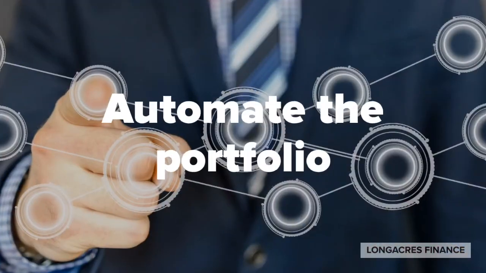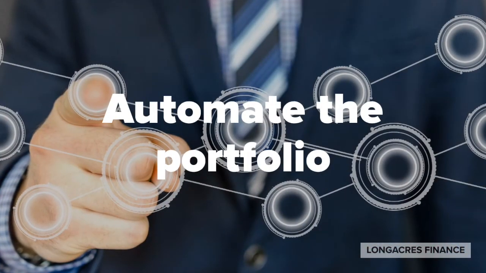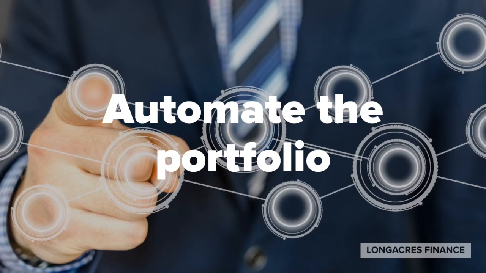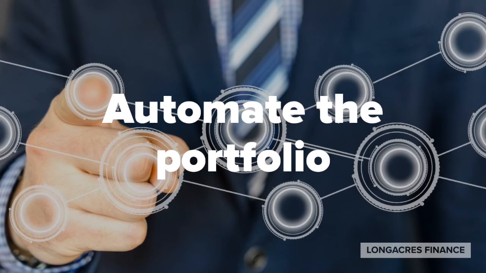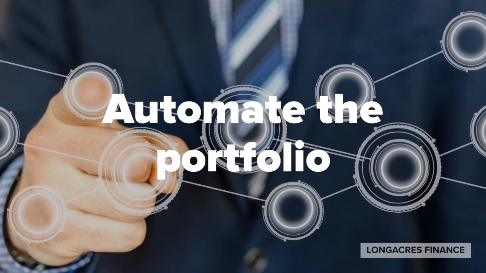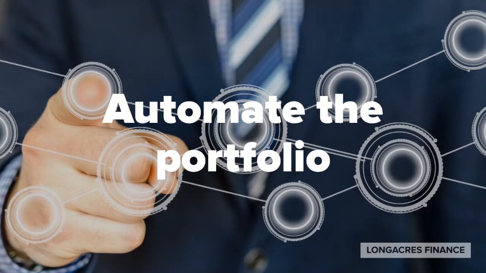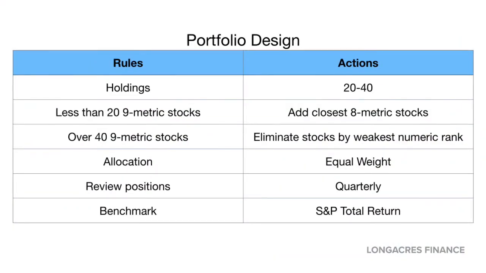I want to establish rules for this portfolio that will automate the process and remove me from having to make any decisions. One of the worst things an investor can do is make emotional decisions with their investments. Here are the rules. The portfolio will have a minimum of 20 and a maximum of 40 holdings.